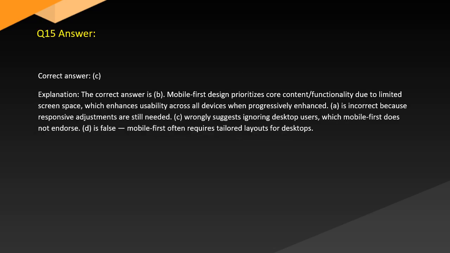Answer. Correct answer, C. Explanation. The correct answer is B. Mobile-first design prioritizes core content functionality due to limited screen space, which enhances usability across all devices when progressively enhanced. A is incorrect because responsive adjustments are still needed. C wrongly suggests ignoring desktop users, which mobile-first does not endorse. D is false. Mobile-first often requires tailored layouts for desktops.